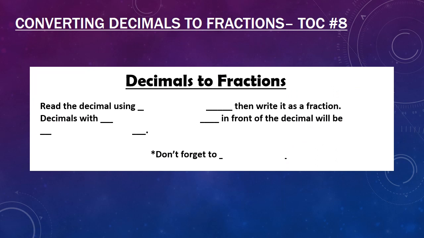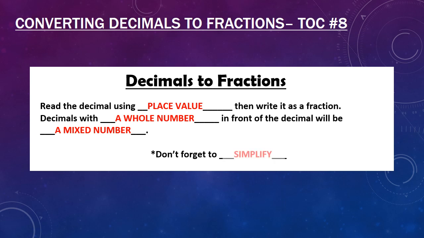So let's get started. For you to convert decimals to fractions, it's very simple. All you're going to do is read the decimal using place value and then write it as a fraction. The decimals, just so you know, that have a whole number in front will end up as a mixed number. And the last thing you have to remember is not to forget to simplify.